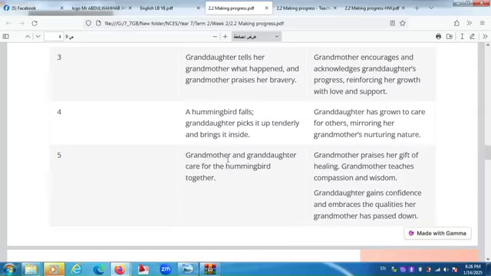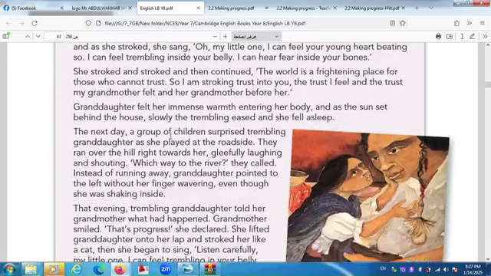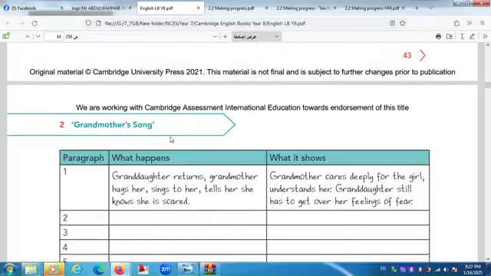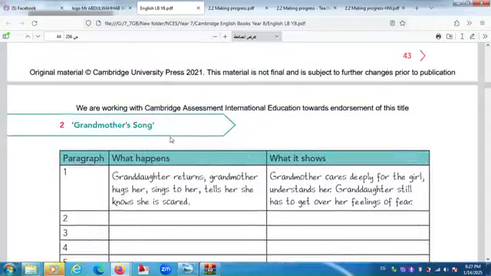And in paragraph 5, the grandmother and the granddaughter care for the hummingbird together. The grandmother praises her gift of healing, and the grandmother teaches compassion and wisdom. The granddaughter gains confidence and embraces the qualities her grandmother has passed down. We need to read extract 4 in order to understand paragraphs 4 and 5. Keep it in mind, but we haven't finished yet because things will be developing more and more.